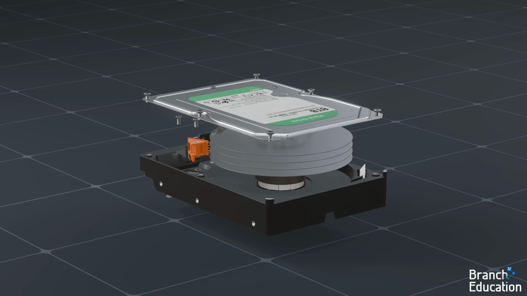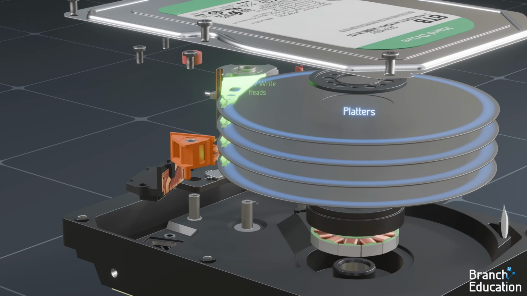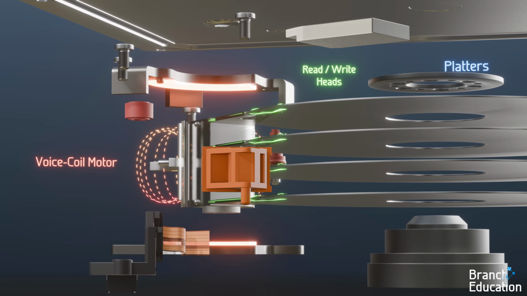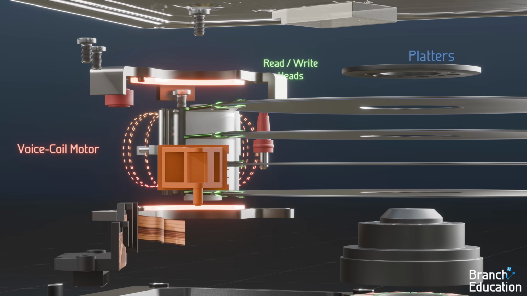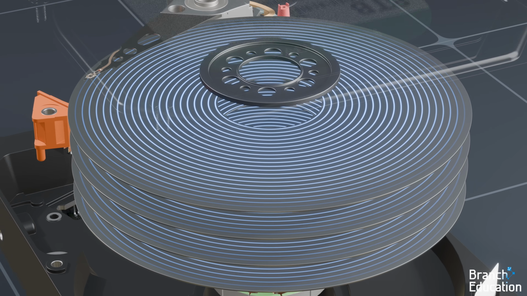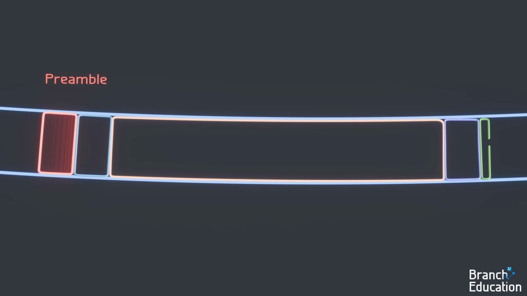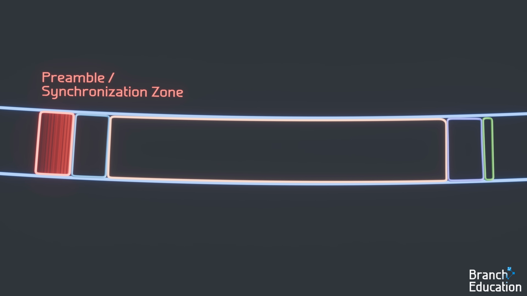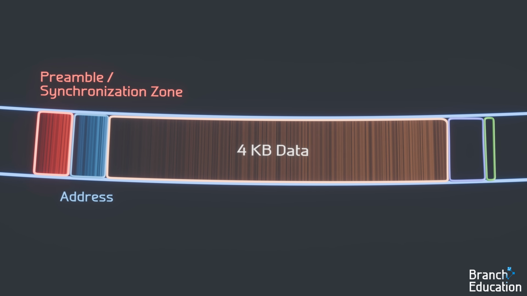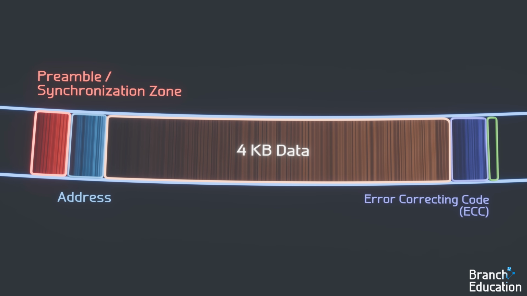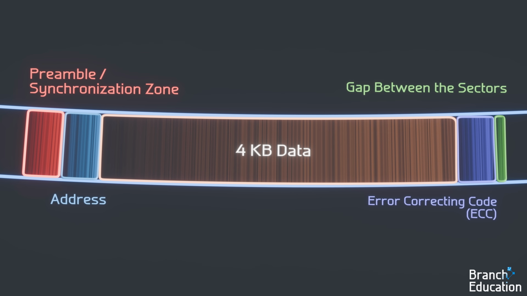Inside it, we find a stack of 4 platters with 8 read-write heads controlled by a voice coil motor. Data is stored across the platter in 500,000 concentric circles called tracks. Zooming in, we see individual sectors, each with a preamble or synchronization zone, an address, 4 kilobytes of data, an error-correcting code, and gaps between sectors.